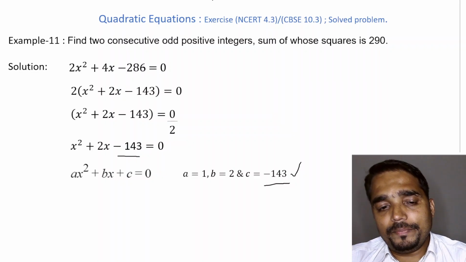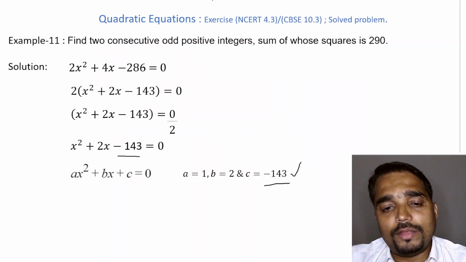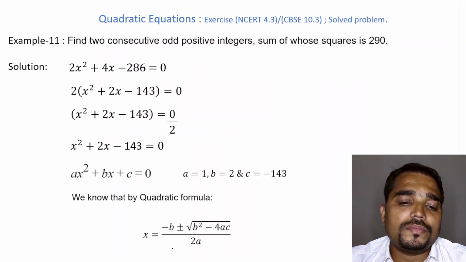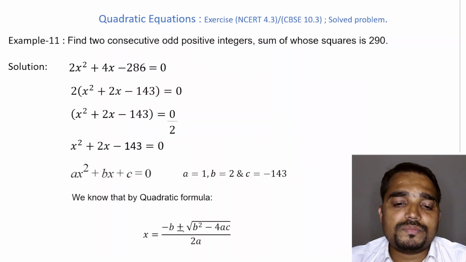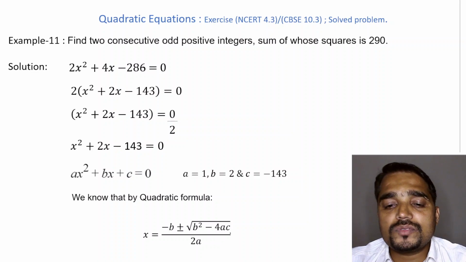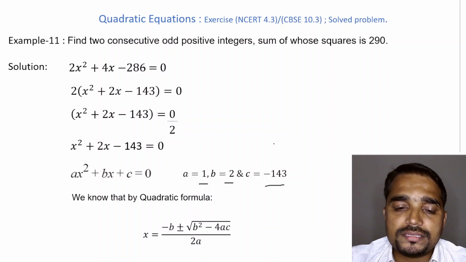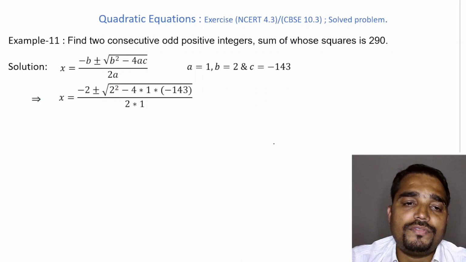Now let's apply the quadratic formula to find out the value of x. We know that the quadratic formula is x is equal to minus b plus or minus square root of b square minus 4ac, whole divided by 2a. Wherever there is b in the equation, we will substitute 2. Wherever there is a, substitute 1, and wherever there is c, substitute minus 143. Now let us see how to simplify this.